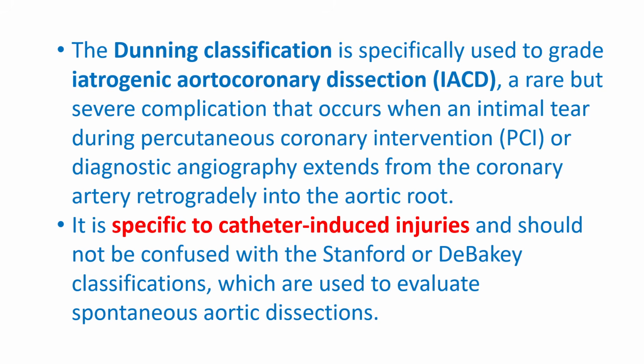The Dunning classification is specifically used to grade iatrogenic aortocoronary dissection, a rare but severe complication that occurs when an intimal tear during percutaneous coronary intervention or diagnostic angiography extends from the coronary artery retrogradely into the aortic root. It is specific to catheter-induced injuries and should not be confused with the Stanford or DeBakey classifications, which are used to evaluate spontaneous aortic dissections.